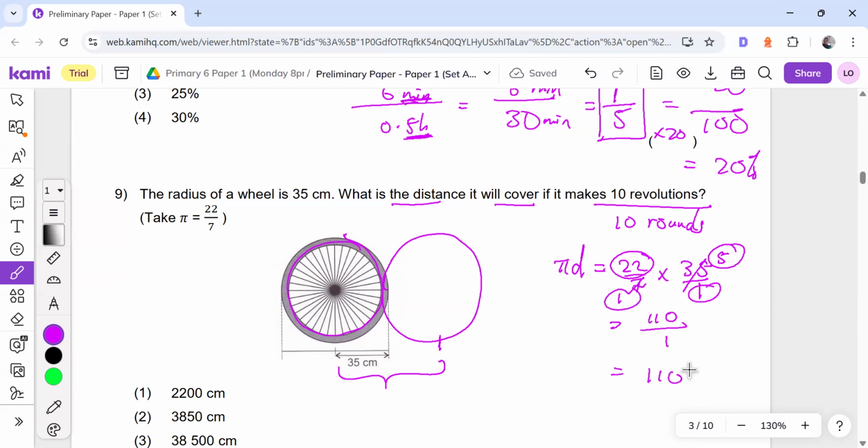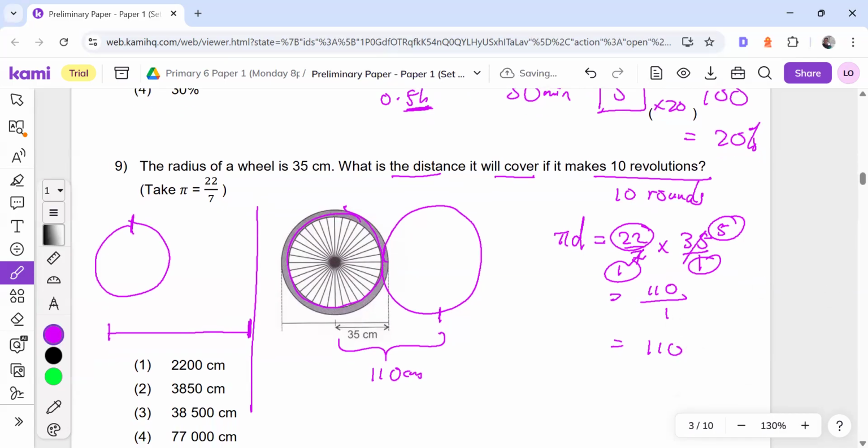And so when the wheel makes one round, what is the distance traveled? 110 cm. So when the wheel makes one round, it's like a rubber band, right? You have a rubber band, you cut the rubber band, and then what happened? You straighten the rubber band, it will become a straight line. That is your distance traveled in one round. Okay? All right. So I hope you didn't take 35 times 2 and get the answer 70, which is not the answer. So pi d is the circumference. So in one round, the wheel travels 110 centimeters.